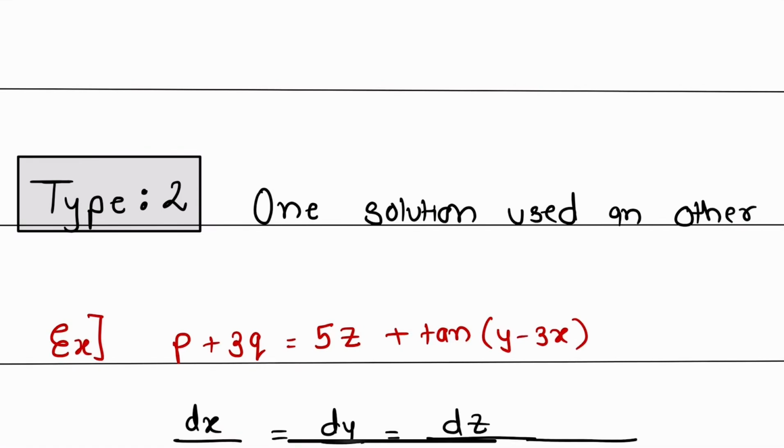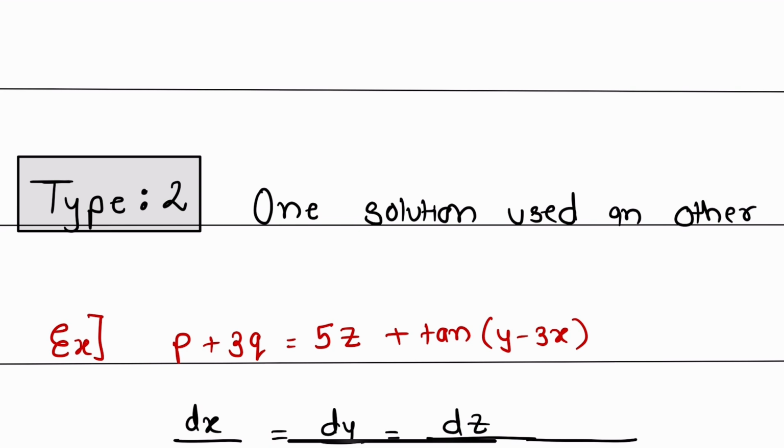Welcome back, friends. Now that we are done with solving a partial differential equation of type 1, what was it? We just wrote a Lagrange's equation and we equated any two ratios and integrated it. Now, let us see what is type 2.